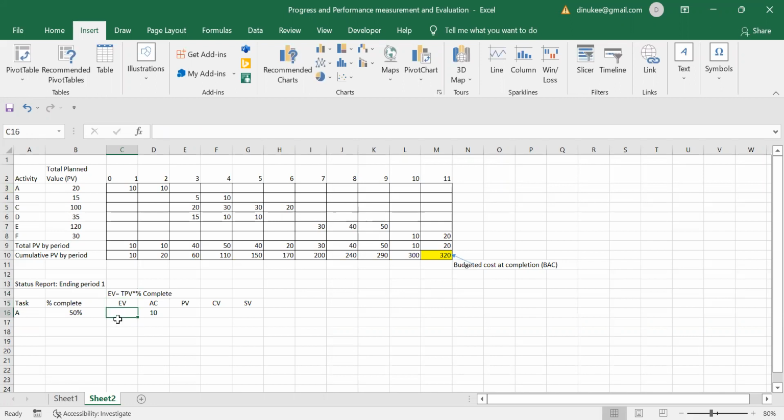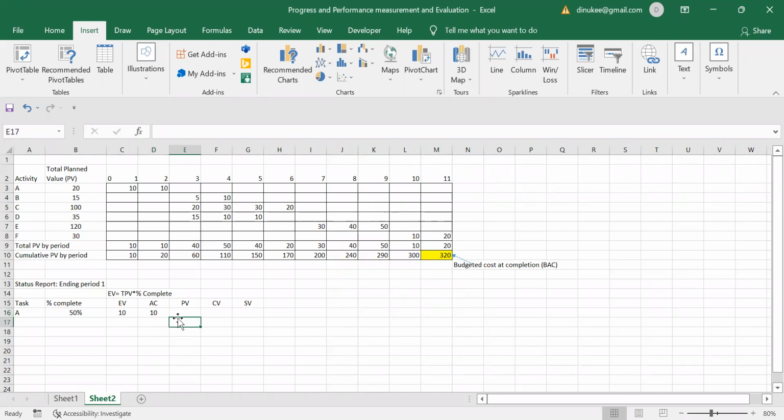Now I'm going to calculate that. For activity A, the total planned value is 20, and this 20 should be multiplied by the percentage completed. According to this question, the percentage complete is 50%. That means the earned value for activity A, or task A, is 10. And you have to assume that the actual cost is given by the question, so write this down as an assumption.